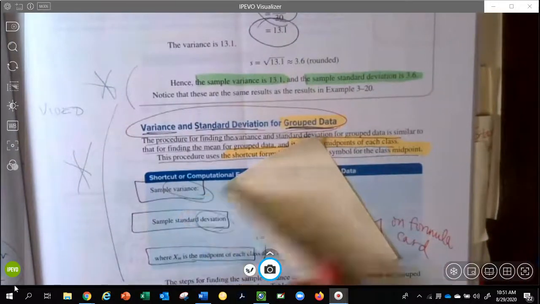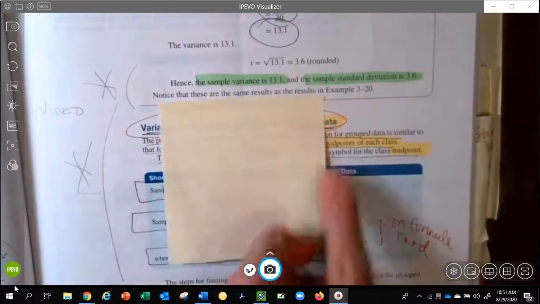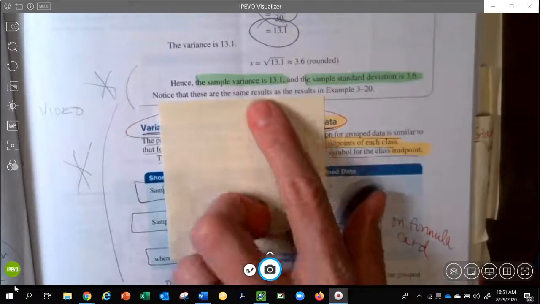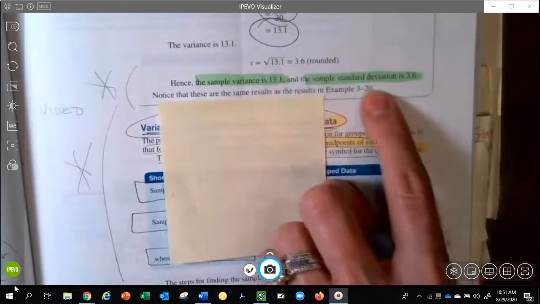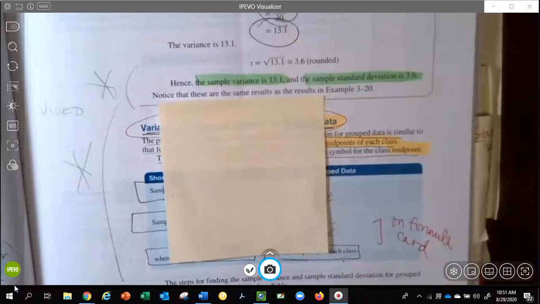And we are done, and then we just need to state what we have and clarify that the sample variance was the s squared, and the sample standard deviation is the 3.6. So this concludes our video on the shortcut for variance and standard deviation.